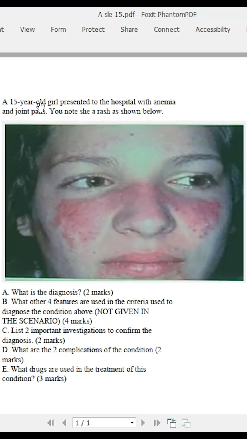So 15-year-old girl, that's a risk factor. She has anemia, she has joint pains, and she has this rash. And coming to the rash, if you were to squint your eyes, tilt your head a bit, this kind of looks like a butterfly. And notice how it's paring the nasolabial folds. So this is the butterfly rash or the malar rash. What is the diagnosis? This is clearly SLE.